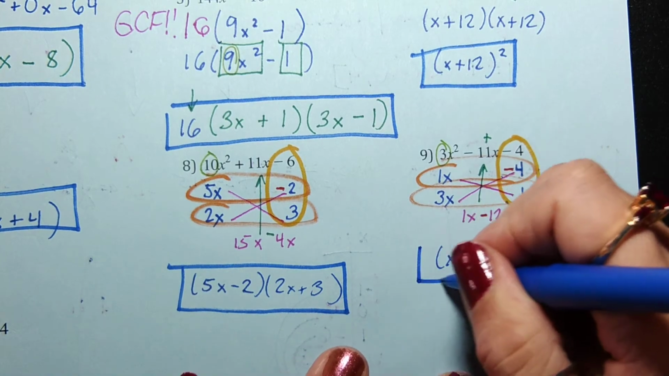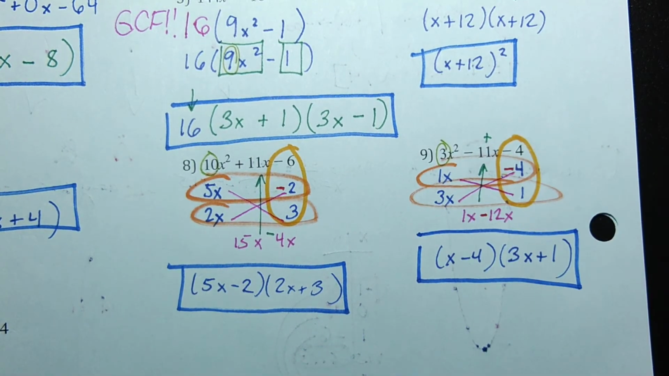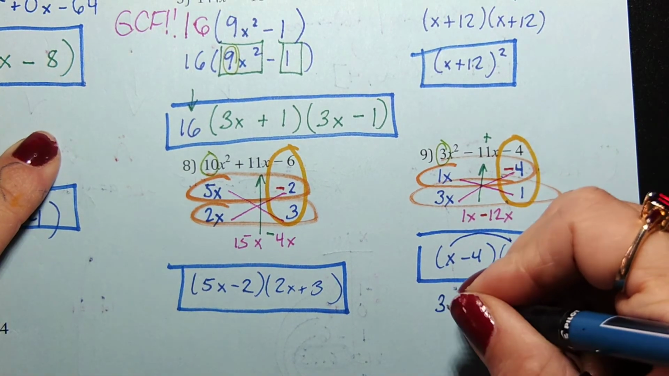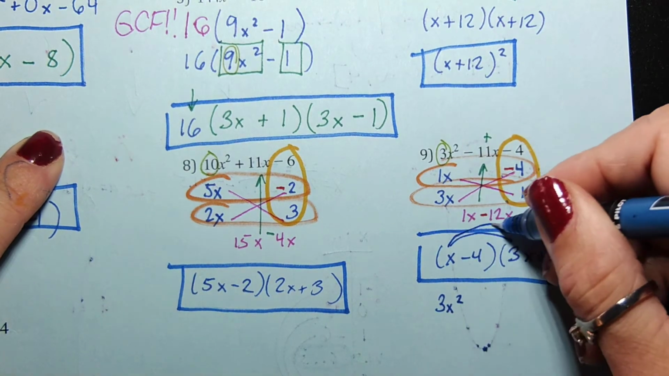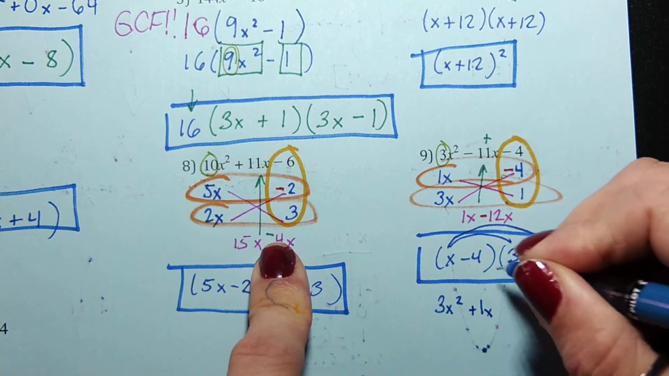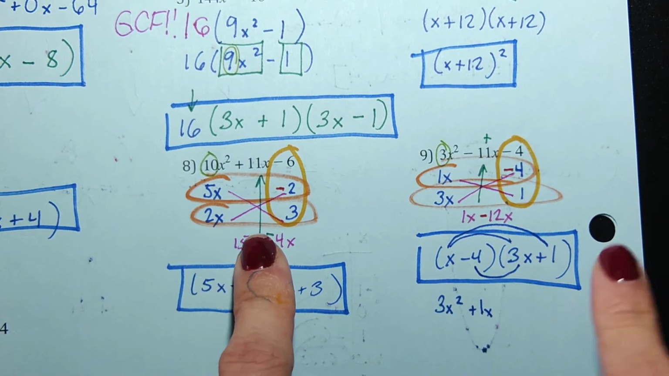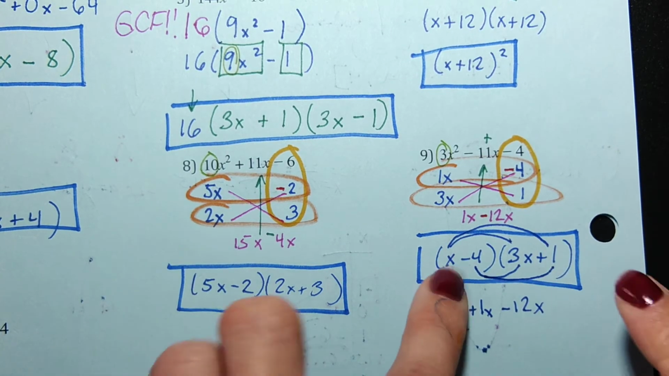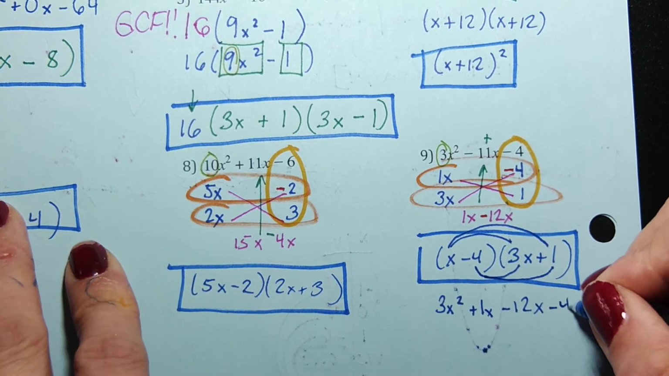And remember, if you are a little bit nervous that you're going to write the wrong pairs together, you can check yourself on all of these problems by foiling. So first terms times each other, x times 3x, 3x squared. Outside terms, the O part of foiling, x times 1, 1x. The inside terms, negative 4 times 3x is negative 12x. And then the last terms, negative 4 times 1, negative 4.